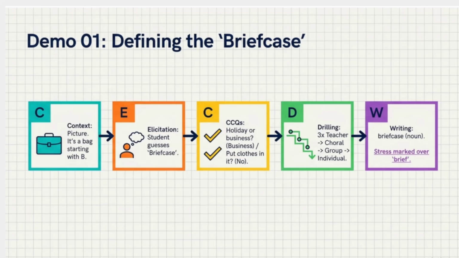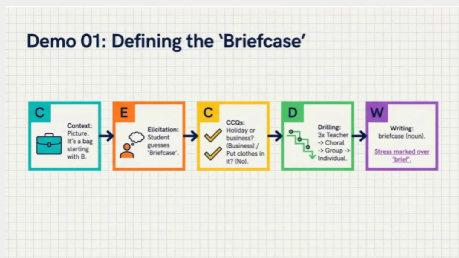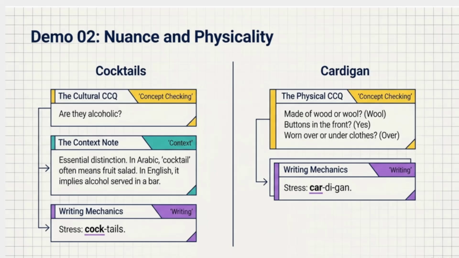Brief, case. Notice how each stage has a specific purpose. We do not rush directly to the written word. We build understanding step by step. Demo 2. Nuance and physicality. Our second demonstration focuses on two important challenges: cultural meaning and physical characteristics. Let's begin with the word cocktail.